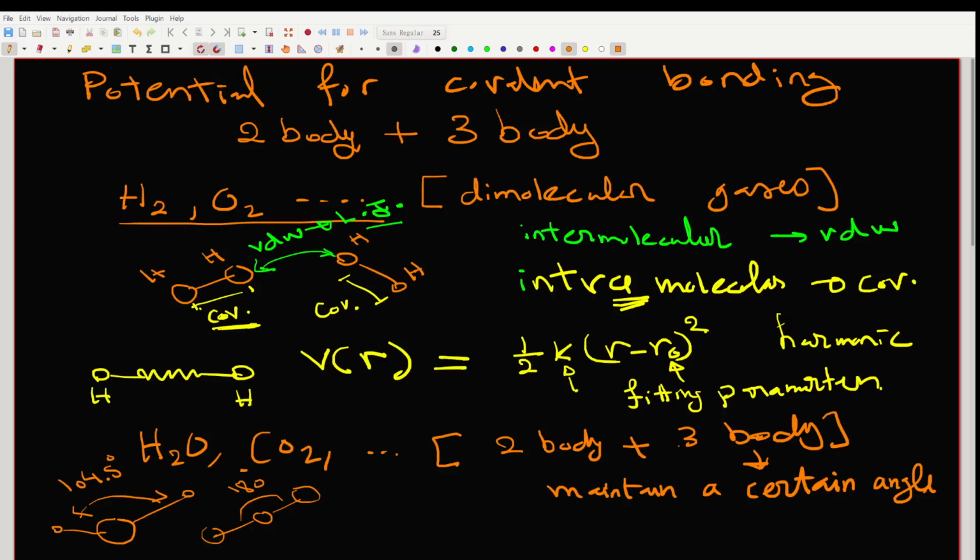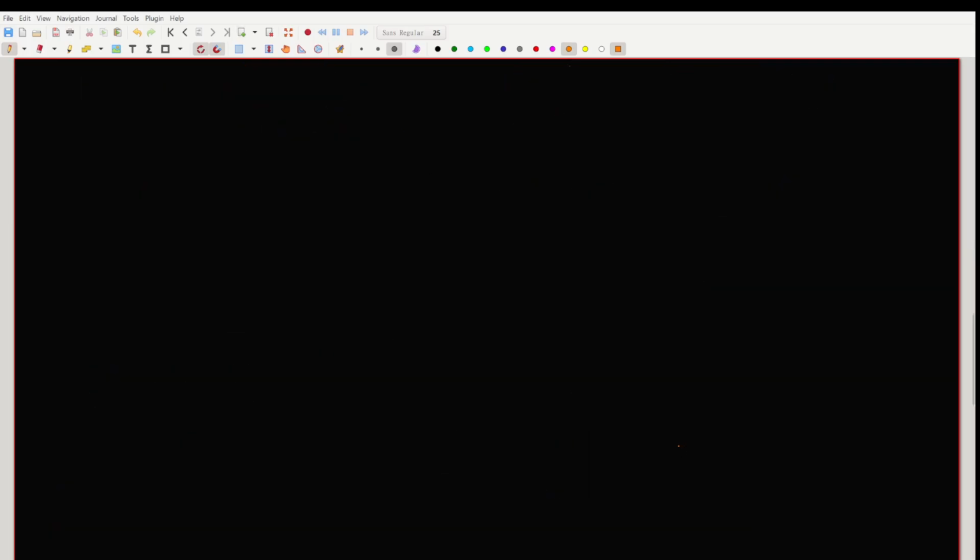Let's take two water molecules, for example. So suppose we are discussing two water molecules. I have here an oxygen and another oxygen, and maybe here is a hydrogen, and a hydrogen here and a hydrogen here. Okay, so let's see. Within one molecule, there is a covalent bonding between oxygen and hydrogen. There is a covalent bonding between oxygen and hydrogen.